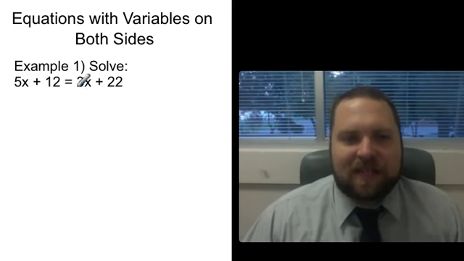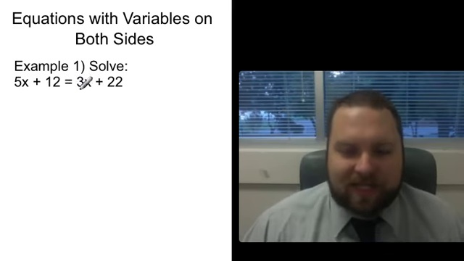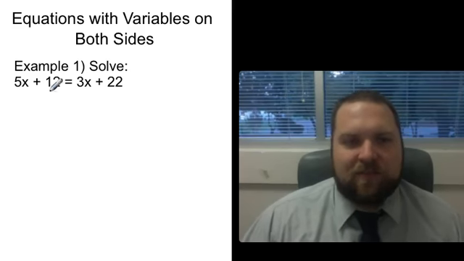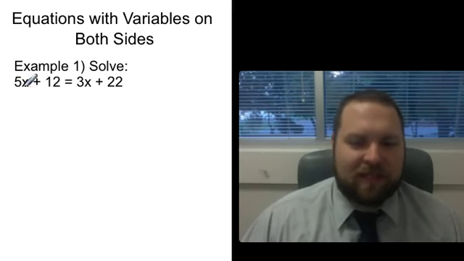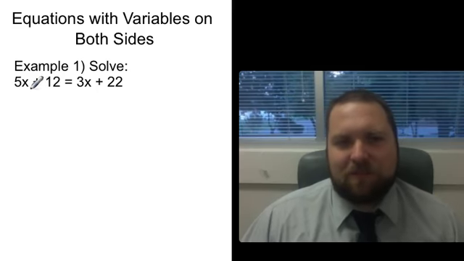And interestingly enough, it does not matter which side I gather the variables to. If I gather to the side that has the smaller coefficient, I end up with a negative number generally. And if I gather to the side with the larger one, I usually end up with something positive, which is kind of what we want.